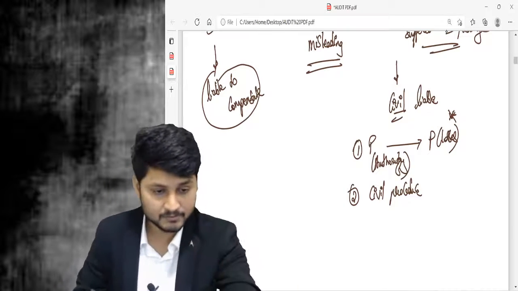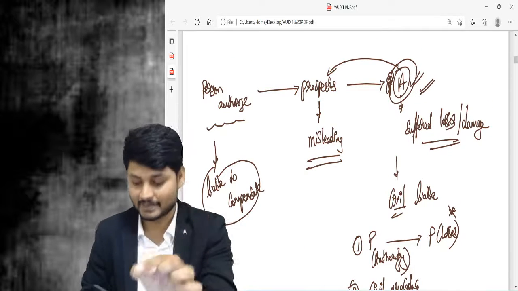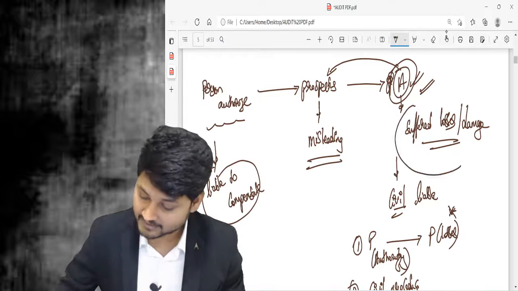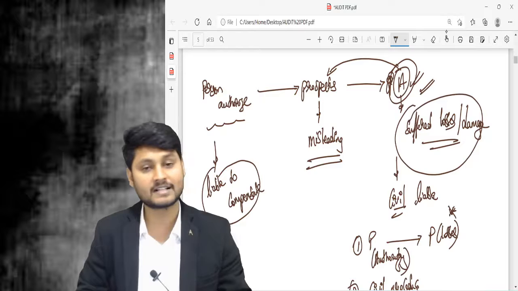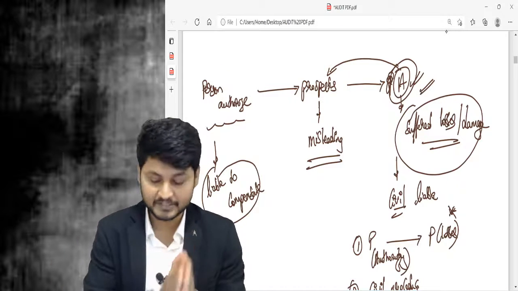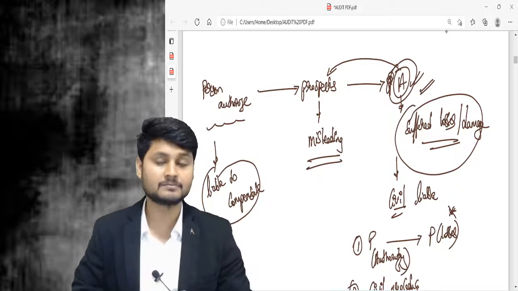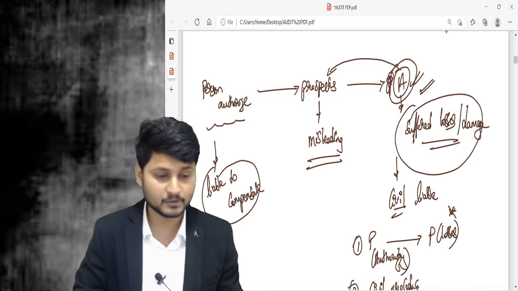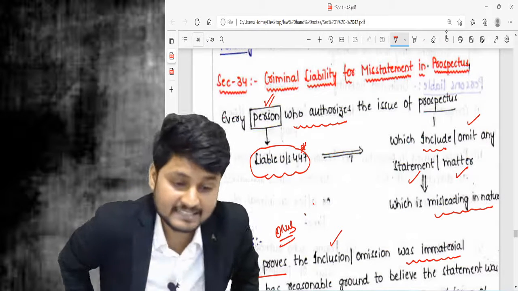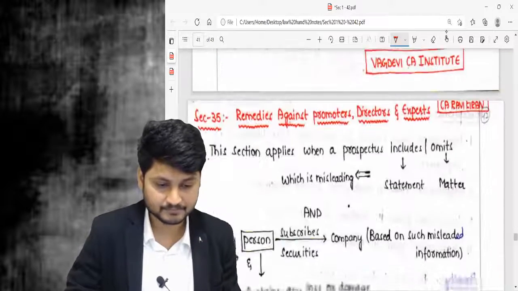Now the primary condition in the case of Section 34 is mens rea, guilty mind. The primary condition for Section 35 is that there must be a person who has suffered loss or damage because of the misleading prospectus. I guess you are all getting the point clearly, and this is Section 35. Let us now jump into the material and look into the defenses which are applicable in the case of Section 35.